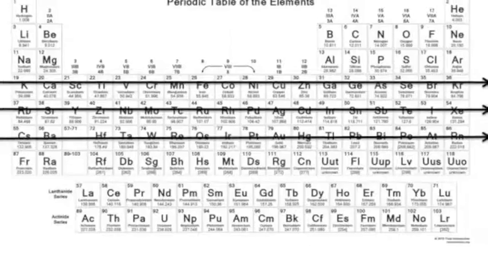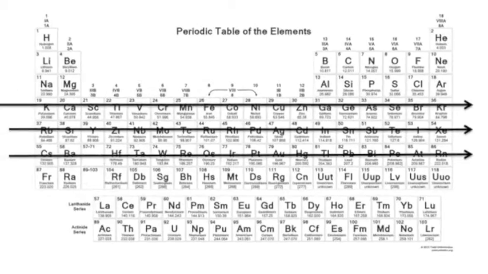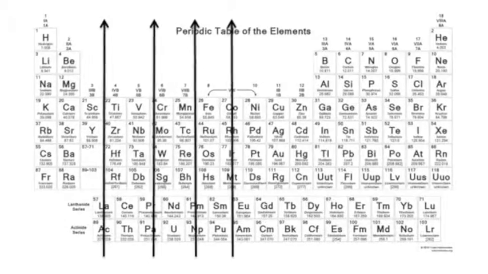First off, we got periods and groups. Periods are horizontal columns in the periodic table. See here. We also have groups. Groups are vertical columns of elements in the periodic table. Look like this.